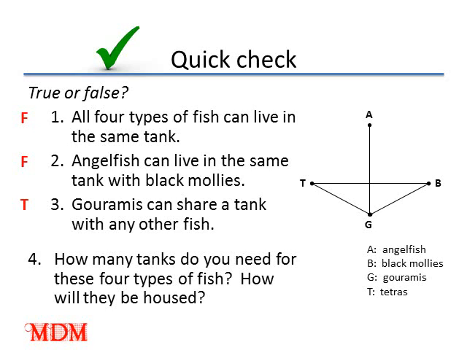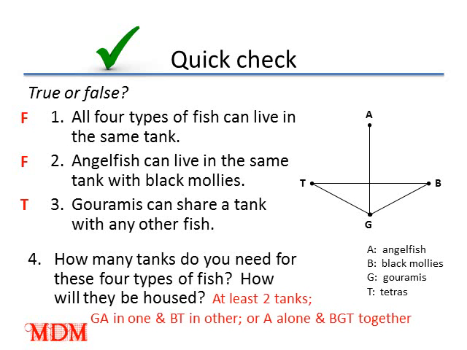So in problem 4, how many tanks do you need for these 4 types of fish, and how will they be housed? You know that you'll need at least 2 tanks so that the Gouramis and the angelfish can be in one together and the Black Mollies and the Tetras in the other, or you could have a tank for the angelfish by itself and the other 3 types of fish together in the second tank.